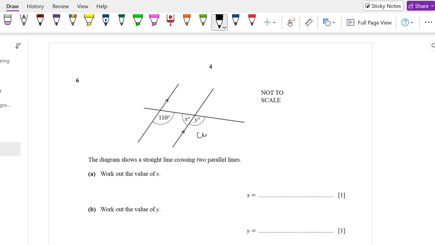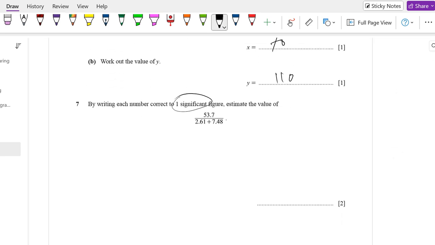Y is corresponding, so 110, or as students say, this is F, and for X it is interior supplementary, or C, so should be 70.